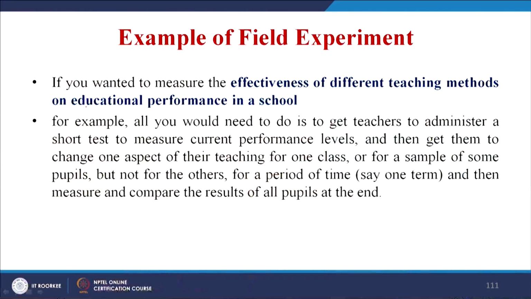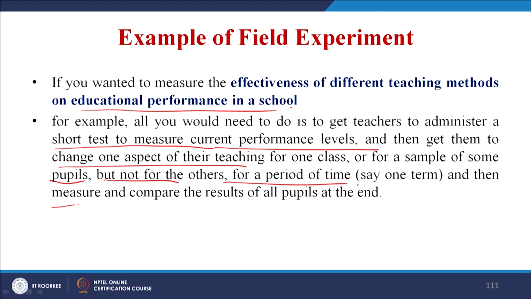You are trying to create a simulated environment in a lab condition. Now, field condition: you want to measure the effectiveness of different teaching methods on educational performance in a school. So, it is a real life situation. All you would need to do is to get teachers to administer a short test to measure current performance levels and then get them to change one aspect of their teaching for one class or for a sample of some pupils or students, but not for the others. That means the treatment is given at different levels, for a period of time, and then you measure and compare the results of all the students at the end. So, this is a field experiment where you are able to control the experiment and run the experiment better in a more random manner. So, that randomization is possible, which allows you to create a high external validity of the research.